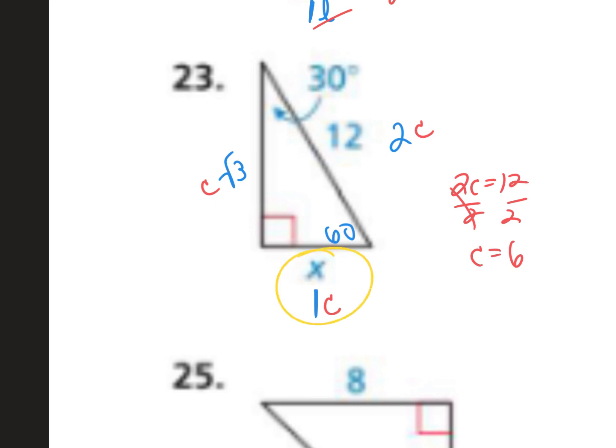What is this side right here? 6. What is this side here? We already know. 6. Oh, yeah. What's the hypotenuse? 12. We already know, right? So what is this side right here? 6 square root of 3. Perfect.